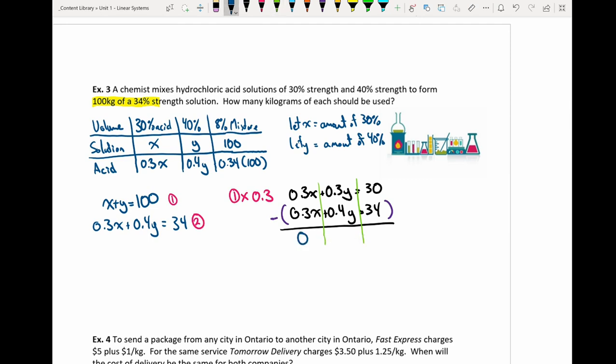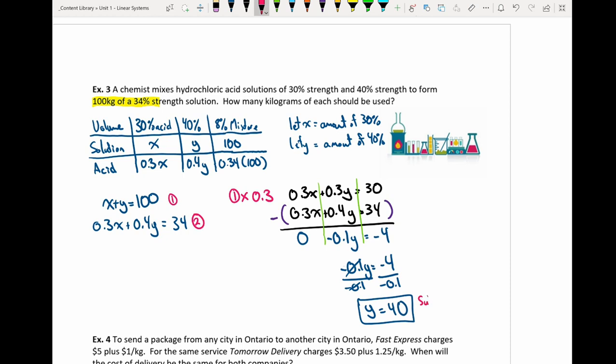So when I subtract the first one, it's just 0. When I subtract the second one, I get negative 0.1y. So now I've eliminated one variable, so I can solve. Divide by negative 0.1, divide by negative 0.1. They cancel out, and I get y equals 40.